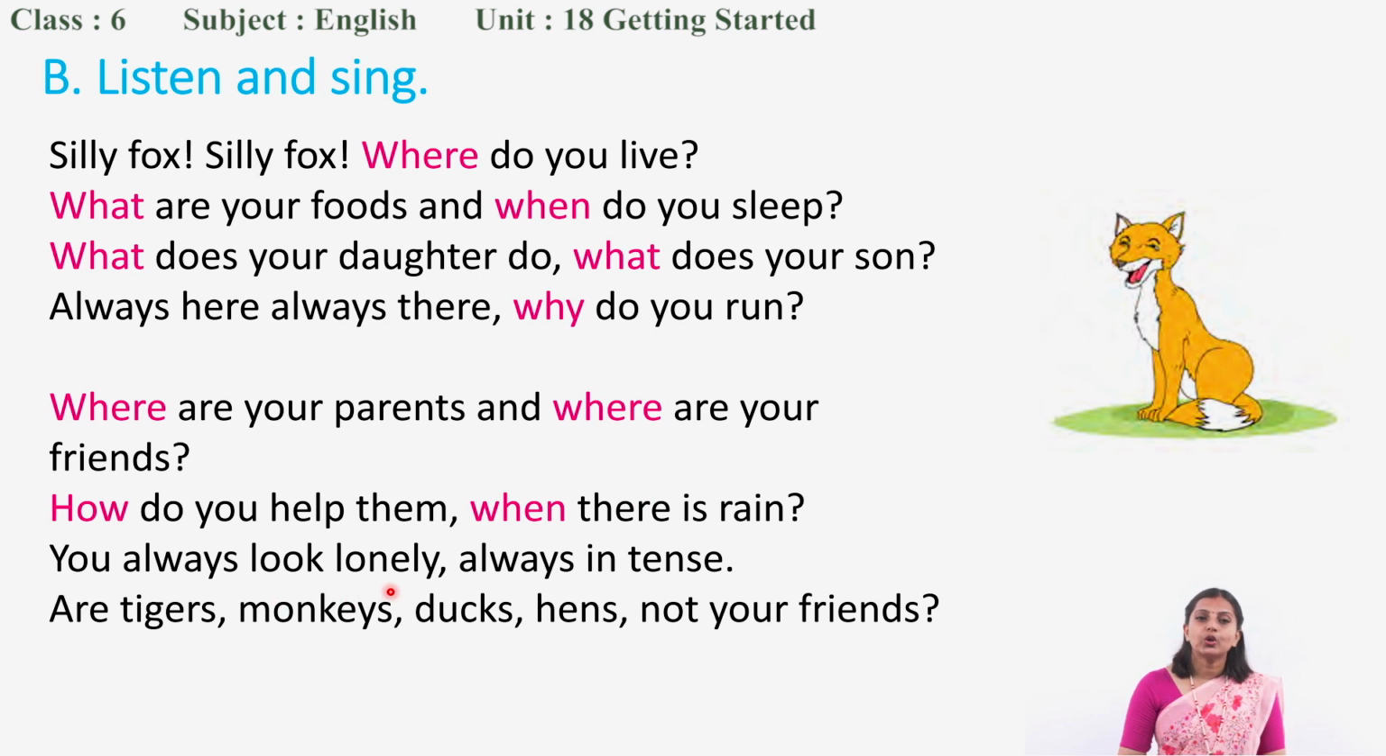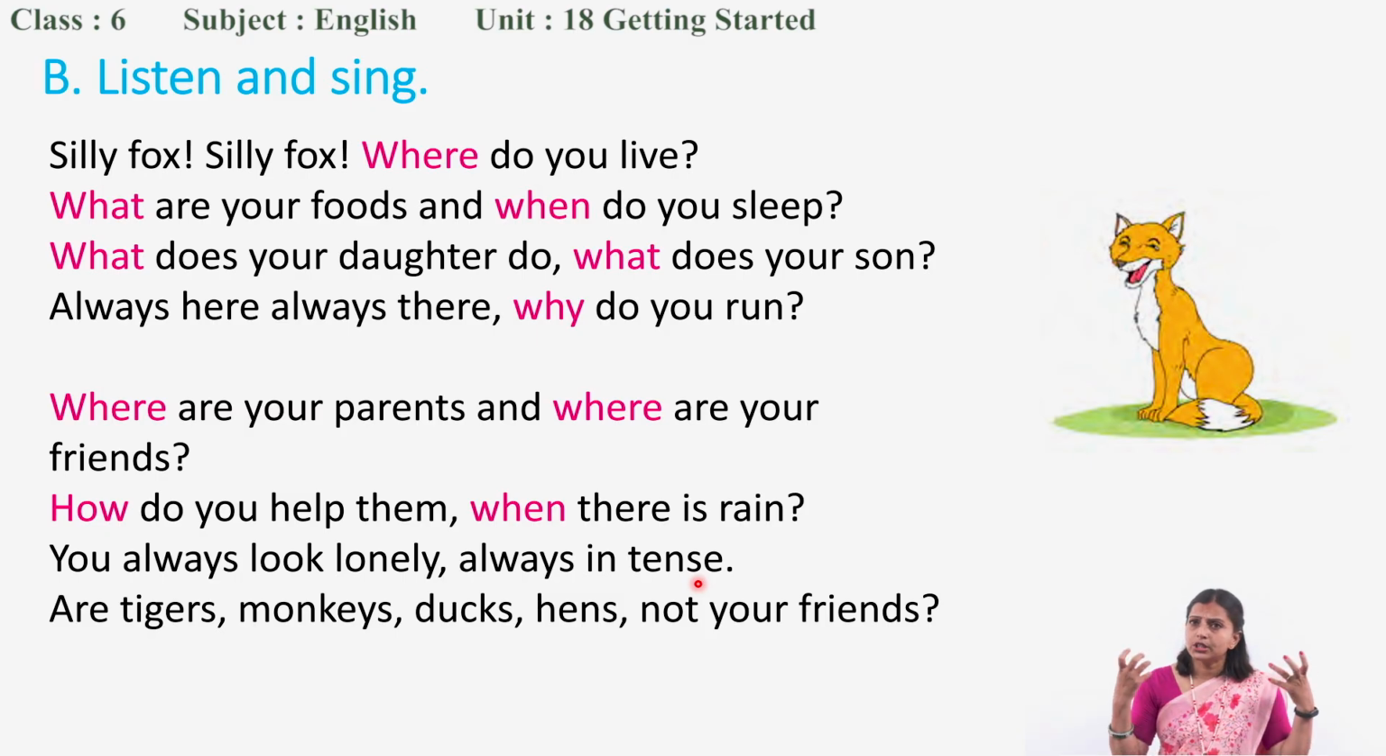You always look lonely, always intense, always lonely. You will not see foxes running in groups like wolves, right? Foxes, cats, they are usually running alone. So you always look lonely. You don't have any companion with you. You don't have any friend with you.